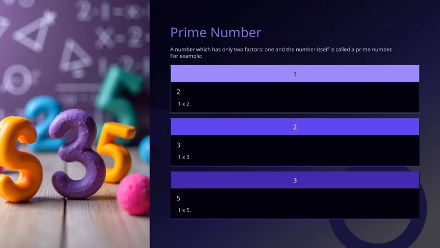Understanding prime numbers is fundamental because they are the building blocks of all numbers. They help us understand the structure of numbers and are essential in many areas of mathematics, especially in number theory. Throughout this presentation, you'll see how prime numbers connect to larger concepts like factors, multiples, and even encryption methods. So remember, a prime number is simply a number with no divisors other than 1 and itself. It's a fundamental concept that underpins much of math.